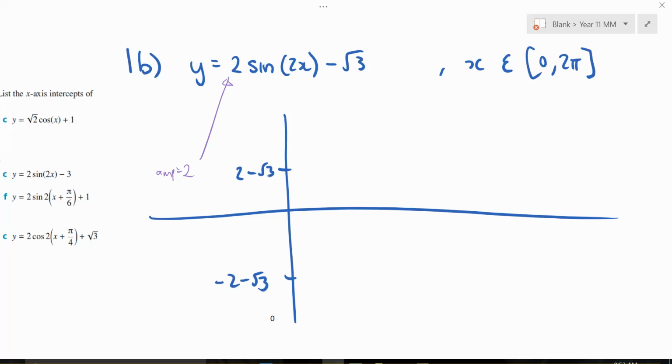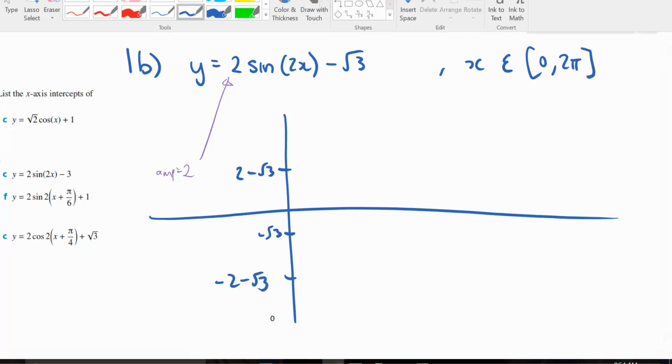Now, where would my middle be then? So you've got your maximum, you've got your minimum. Where would the middle be? Negative root 3. How do you know? Because initially it was negative 1 to 1 and the middle was 0. So from 0 you went down by root 3, so naturally the center line, the middle line, has to be negative root 3. That makes sense, right? So I now know the middle is negative root 3.